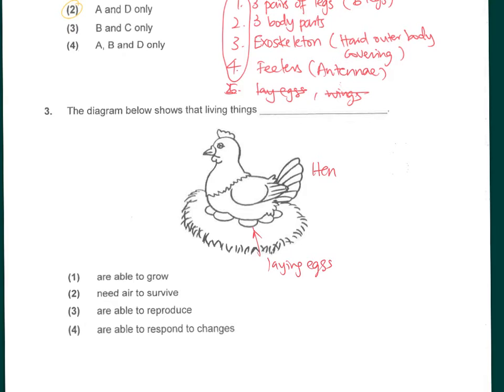So we can therefore quickly be able to say that it is reproducing. So answer has to be 3. They are able to reproduce.